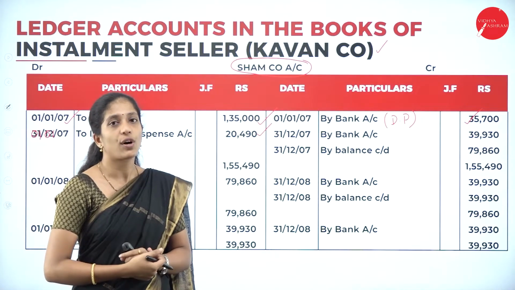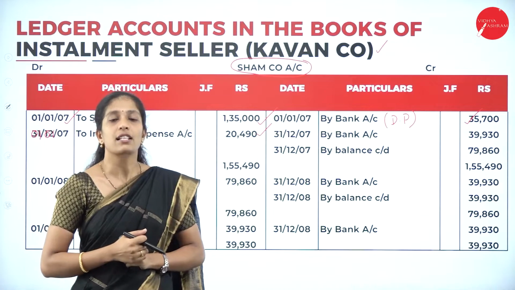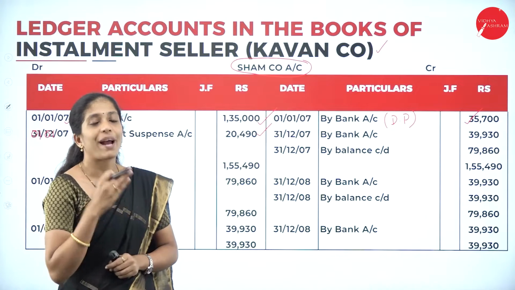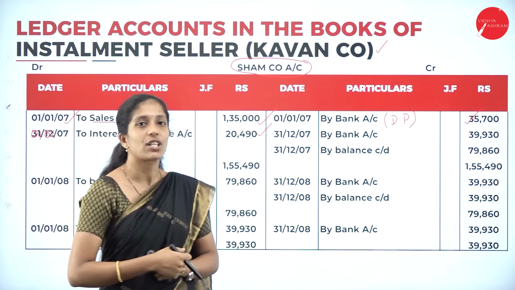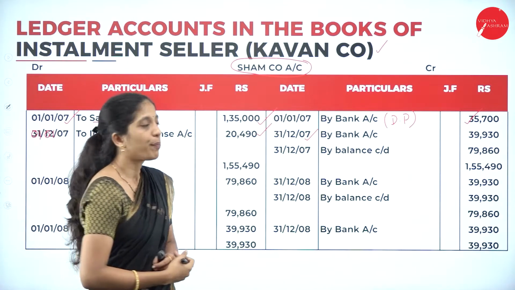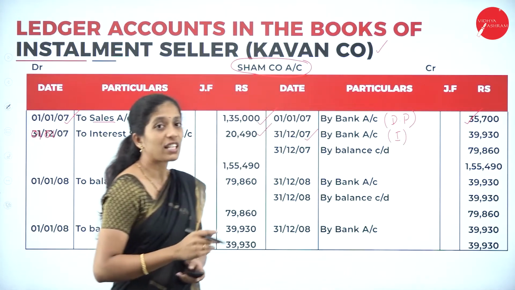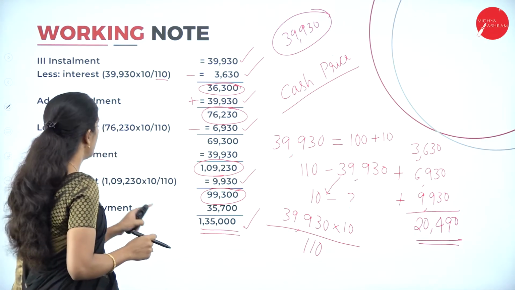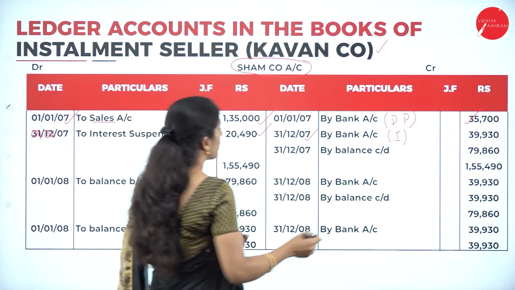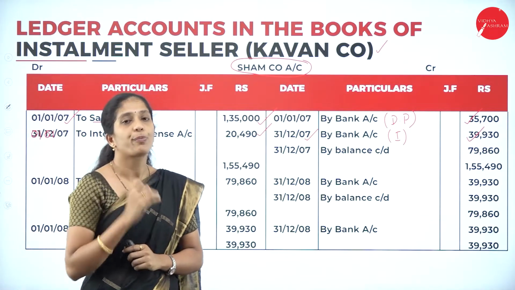Next, third entry is for what? Interest due. So we will not have this installment purchaser here. Next, fourth entry is for receiving the installment amount. Right? So what is the entry? Bank account debit to installment purchaser account. That is 31/12/07, end of the year. So by bank account, this is the first installment received. So what is the first installment received? If you go through this table, that is 39,930. Next is for transfer of interest to profit and loss account.